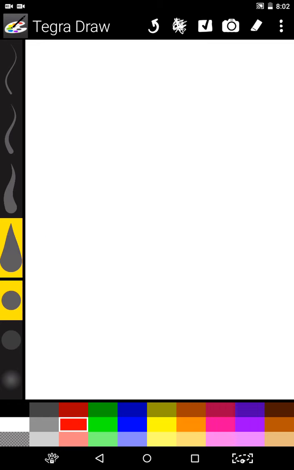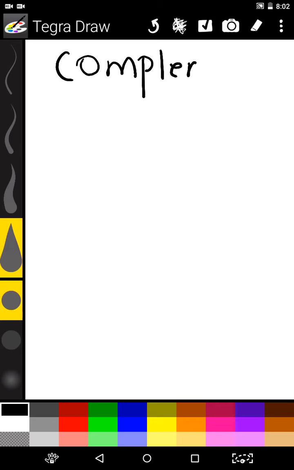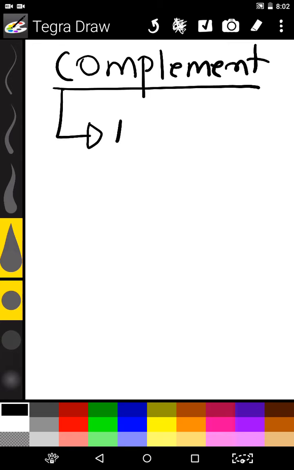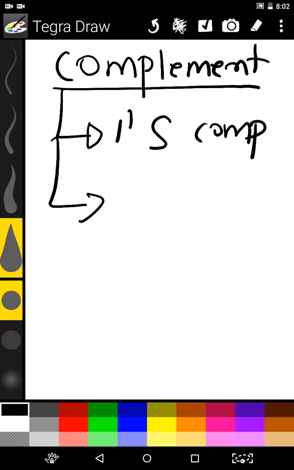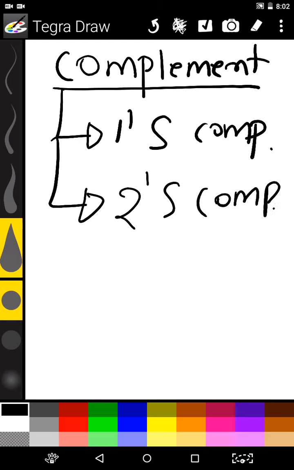Now we will go for complement representation. In complement representation, there are two types: first is 1s complement representation, and second is 2s complement representation.